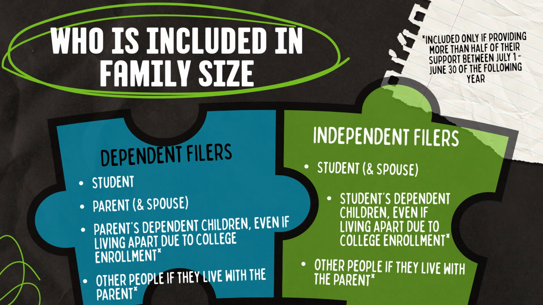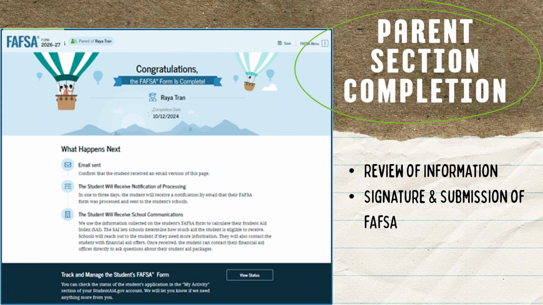If the other people are living with a parent, include them only if they're providing, again, half of the support between July 1st and June 30th of the following year. If you're ever unsure of who should be counted, please contact the financial aid office to go over your situation to get guidance. Final part of the parent section, review the information, and then the parent can sign and submit the FAFSA.